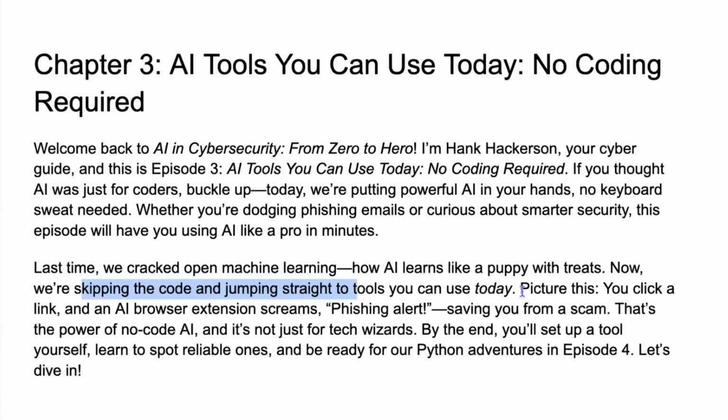So here's a quick little example. We like pictures, we like stories, and a variety of analogies to make these things stick. So picture this: you click a link and an AI browser extension screams phishing alert, saving you from a scam. That's the power of no-code AI, things like AI extensions.